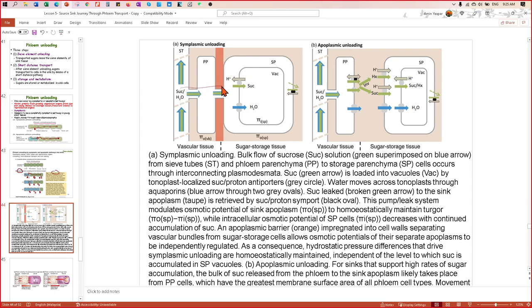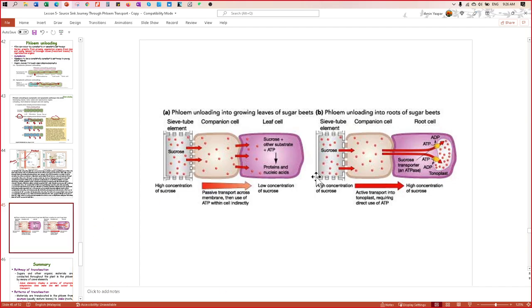Simplasmic completely. This is your sucrose. Sucrose from where? From your phloem. This is your sink, using your plasmodesmata. Apoplasmic unloading: you have your phloem, go to the plasmodesmata, but you are forced to use the cell wall. So this is apoplastic, okay? Yeah.